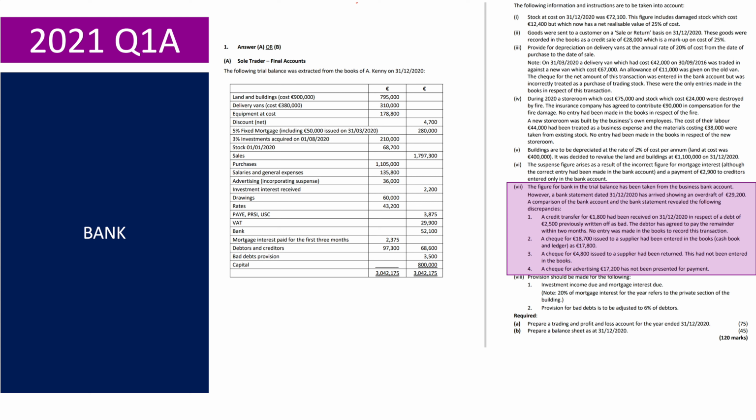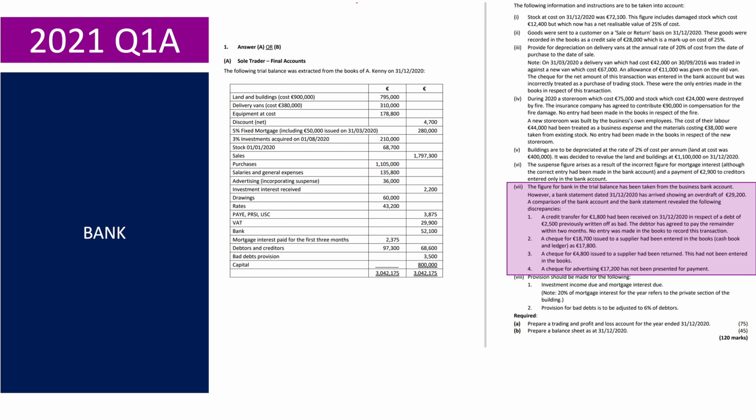Number 1, a credit transfer for €1,800 had been received on the 31st of the 12th, 2020 in respect of a debt of €2,500 previously written off as bad. The debtor has agreed to pay the remainder within 2 months. No entry was made in the books to record this transaction. Number 2, a cheque for €18,700 issued to a supplier had been returned. This had not been entered in the books. A cheque for advertising, number 4, €17,200 has not been presented for payment.